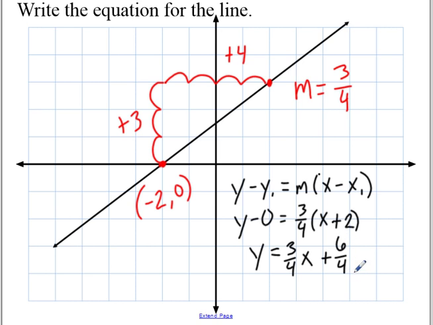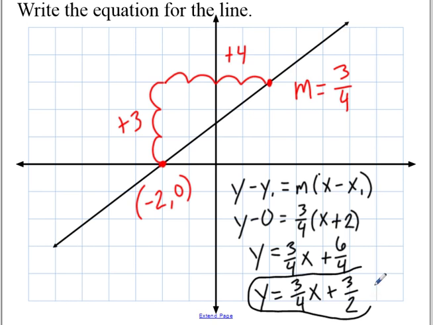Now 6 over 4 is a reducible fraction. We can reduce this fraction, both 6 and 4, down by 2. So let's do that. Divide by 2, and I end up with 3/2. This is my final answer.